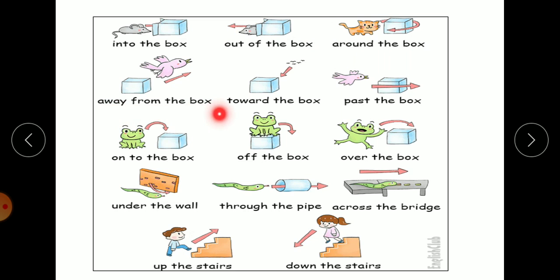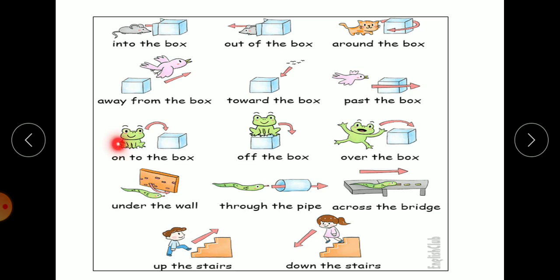Away from the box. The bird flew away from the box. दूर जा रही है. Towards the box. The birds are coming towards the box. पास आ रहे हैं. Past the box. Past is used means it is just moving close to the box, right? So that is past the box.